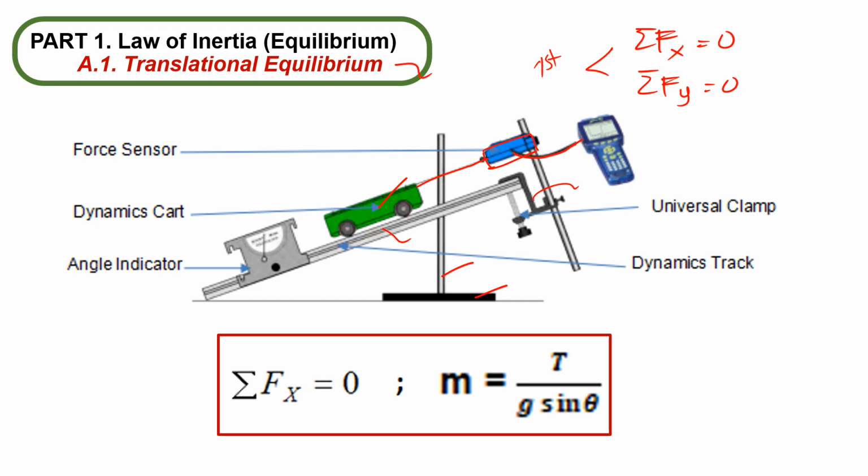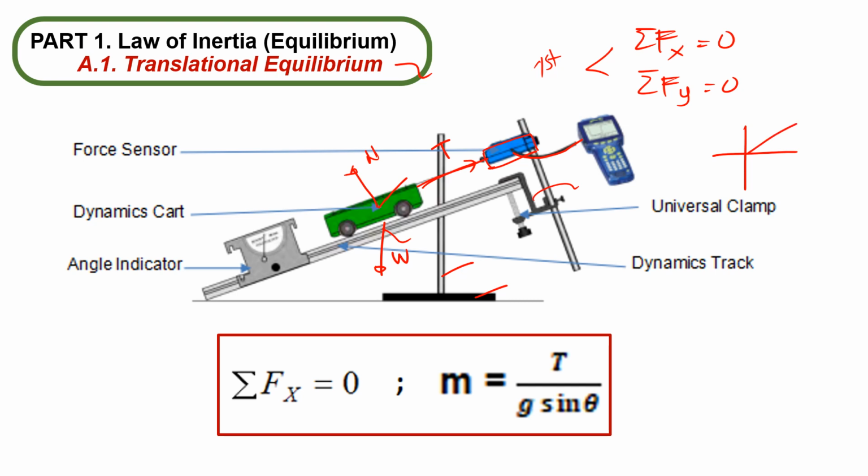The target here is to compute for the mass of the cart, which is equal to tension divided by g sine theta. We need to identify all the forces acting on the cart. Based on that, we have the normal force, which is the force perpendicular to the surface. Also, we have the weight of the cart, and attached to the force sensor, of course, we have the string, so there's a tension here. We're going to draw this in a free body diagram.